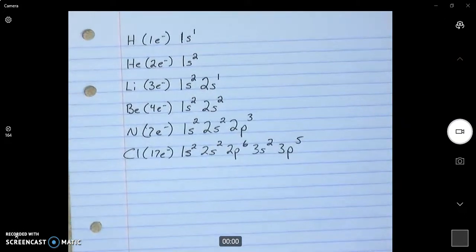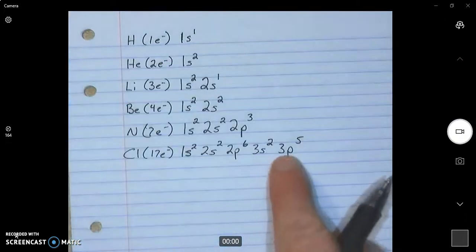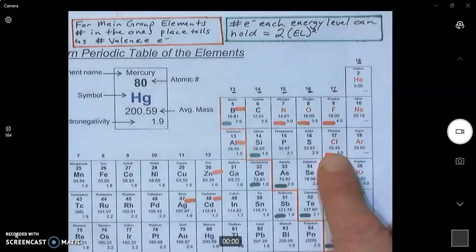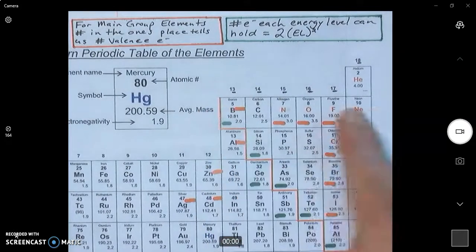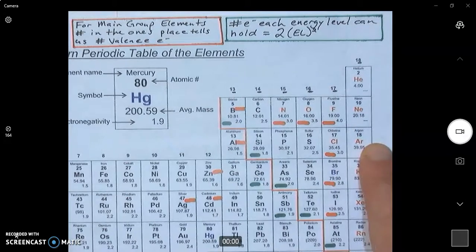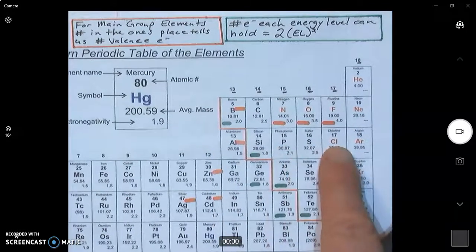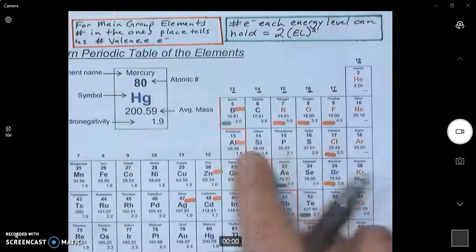Now let me show you a neat trick. It ended in 3p5. Find chlorine on the periodic table. What sublevel is it in? 2p, 3p. How many boxes over is it? 1, 2, 3, 4, 5. 3p5 is the end of the configuration.